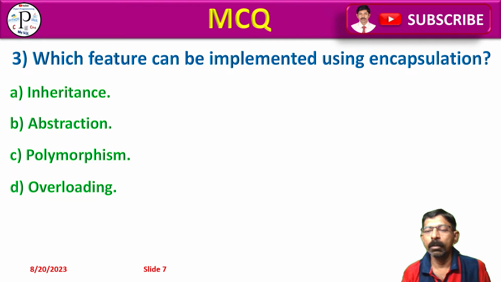C, B. C is your polymorphism. Polymorphism and method overloading both are related to each other.